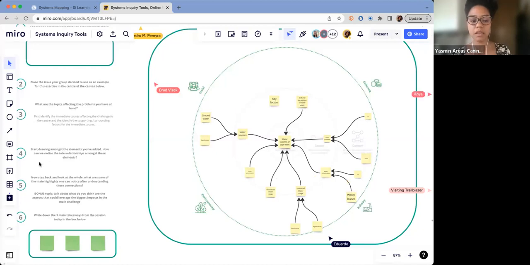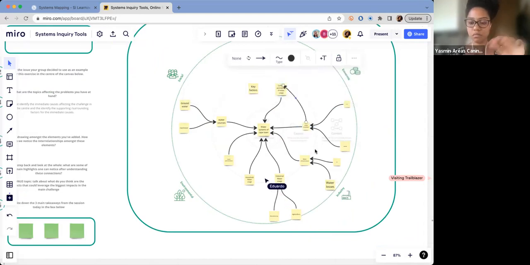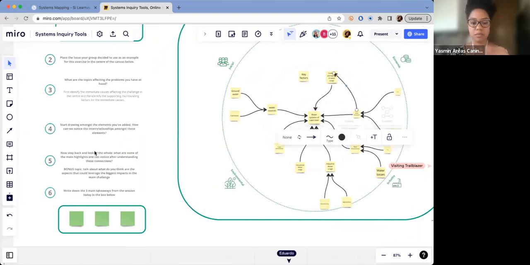And then the fourth step is to start drawing the connections. The same way that we just practiced, you click on the sticky note, and then you come here and identify maybe this one is connected to this one, and then you choose the connection there. All right. The fifth step, just one second, Pedro.